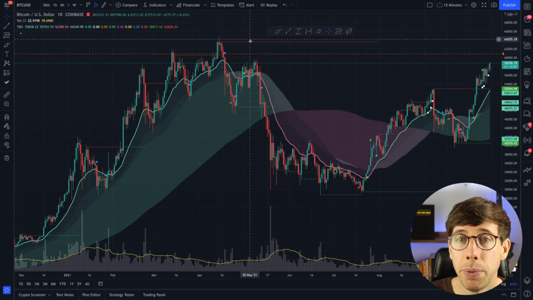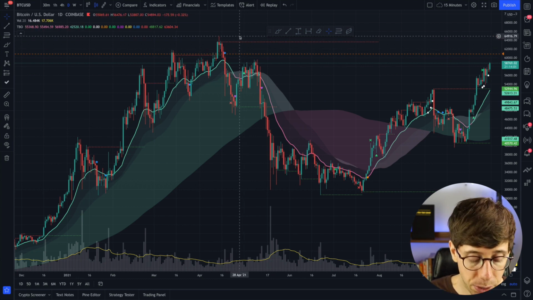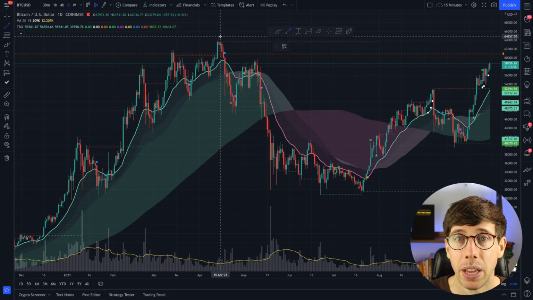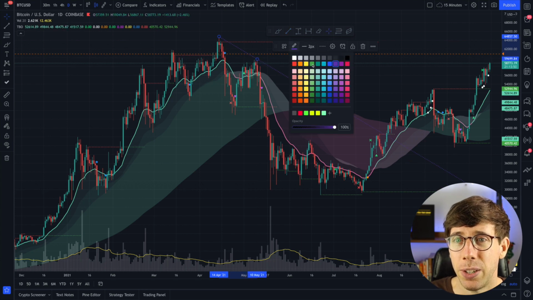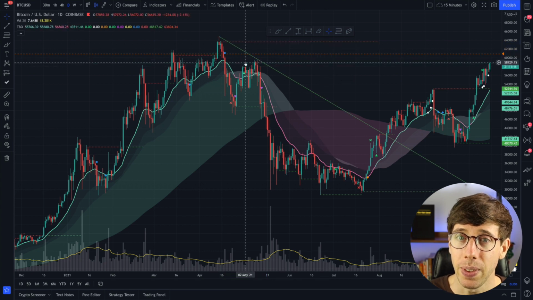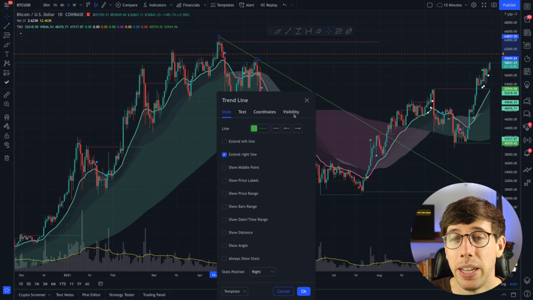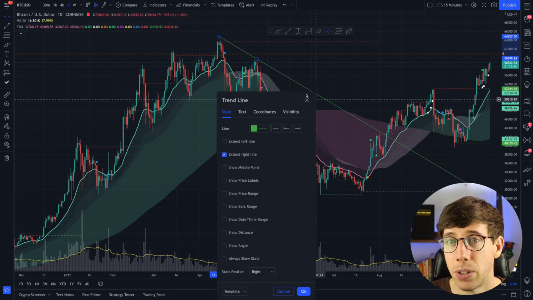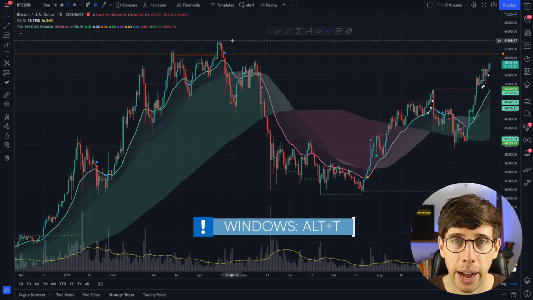What we really want to be able to do is draw our trend lines horizontally. So on a Mac, we're going to do Option T to draw these trend lines. And I'm going to fix this because this is really annoying me. There we go. And sorry, mine is also extending to the right because I like to extend the right line. It just makes it easier to see long-term trends like that. On a PC, I believe it's Control T.